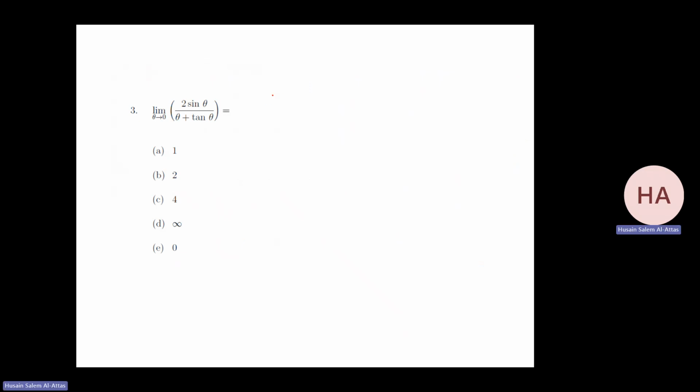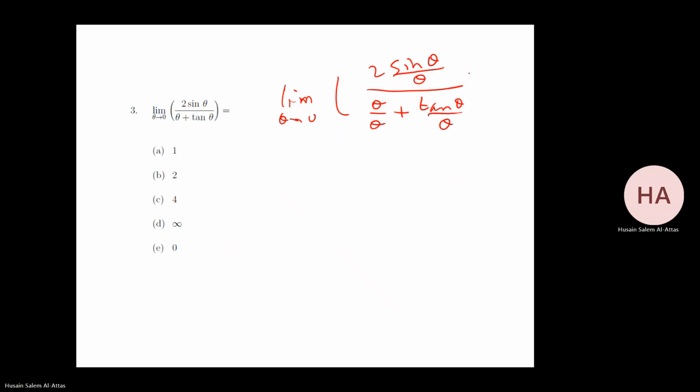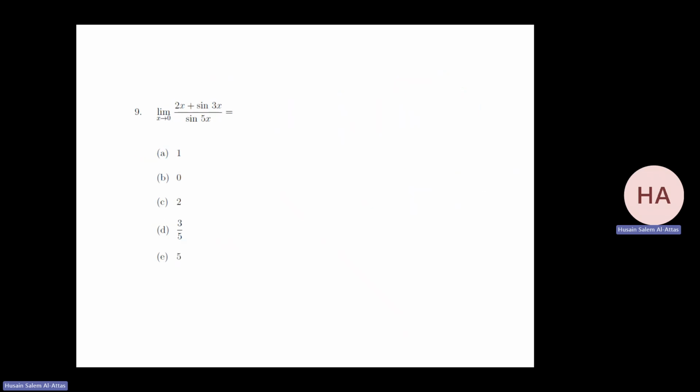The same thing. I need to divide by theta in the numerator and the denominator, over, here I have theta over theta. I'm doing it in details. So you're getting 2 over 1 plus 1, and the answer is 1. 2 over 2, which is 1. Same idea. You divide by x. I'm combining the questions with similar ideas after each other.